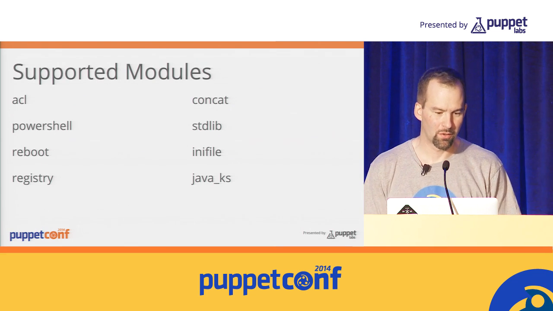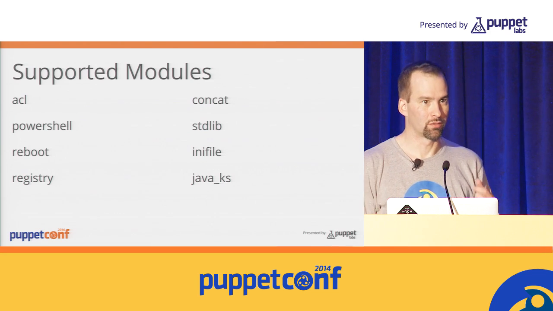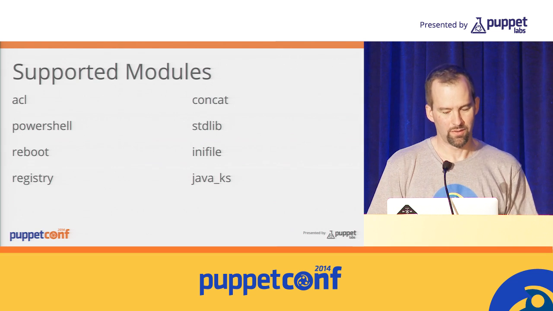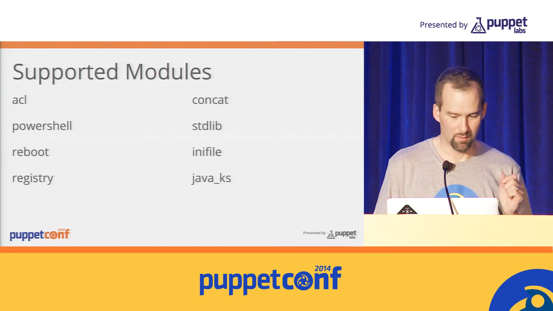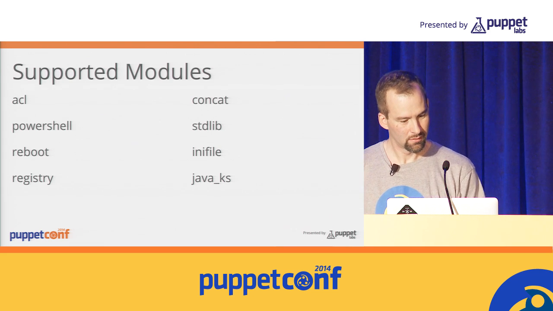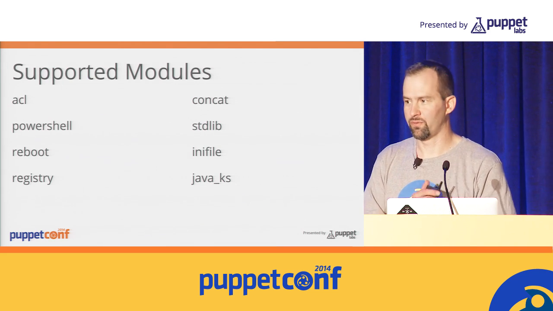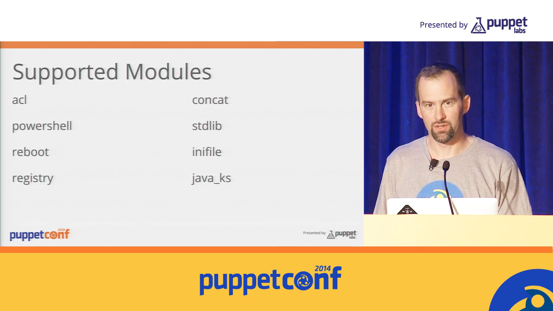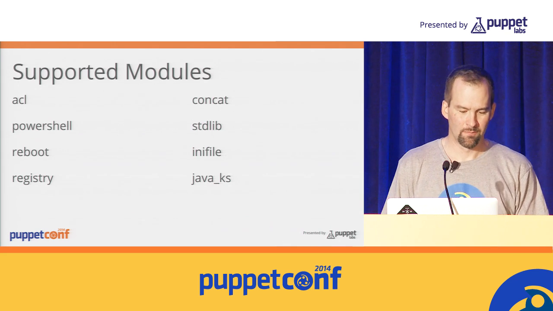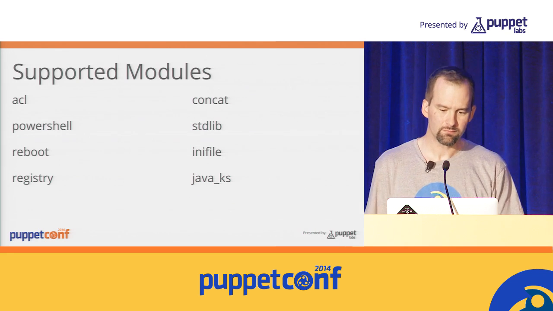Basically, the PowerShell module makes it really easy to execute PowerShell code in Puppet. You can literally drop PowerShell code into Puppet and have it execute it without having to reformat it or escape $ signs or any of that craziness. And the reboot module is really helpful if you have to sequence an application install: you need to install something, reboot, install something else. And finally, the registry module, which we've been talking about.